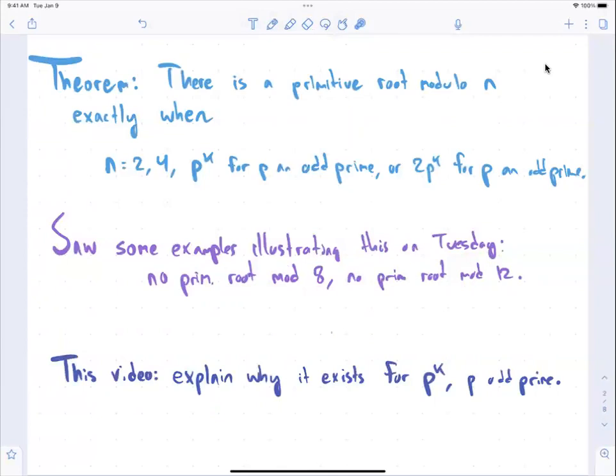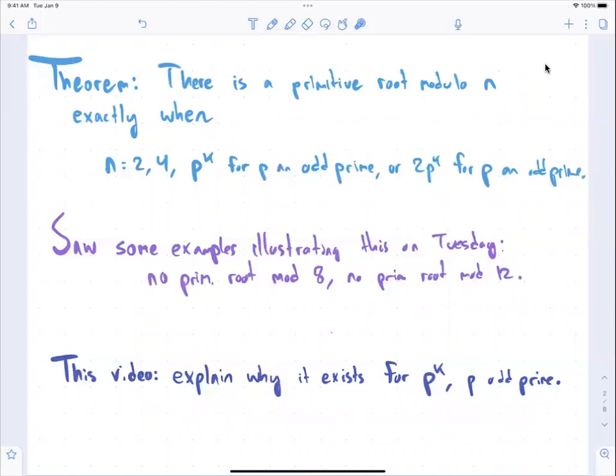The case of p prime is the most important case. And what's really important in this theorem is not so much to understand exactly when it's true, but more to understand why it is true when p is an odd prime. It's not too much more difficult to see why it's true when p is a power of an odd prime. So we'll talk about that too. So that's what I'm going to explain in this video.